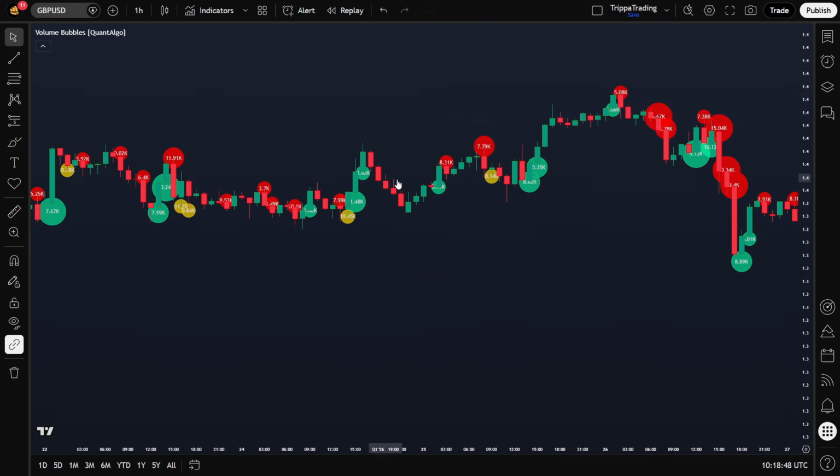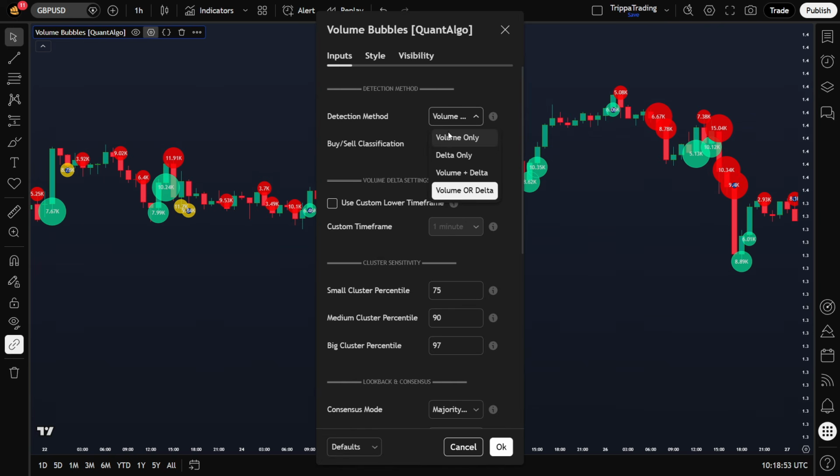And this is exactly why this indicator is so useful. It is not forcing one fixed interpretation on every trader.